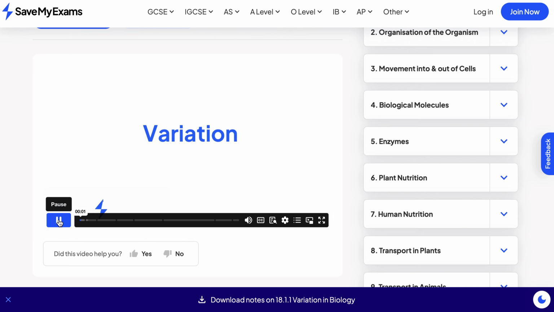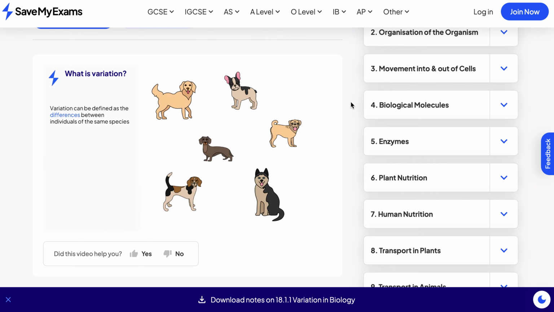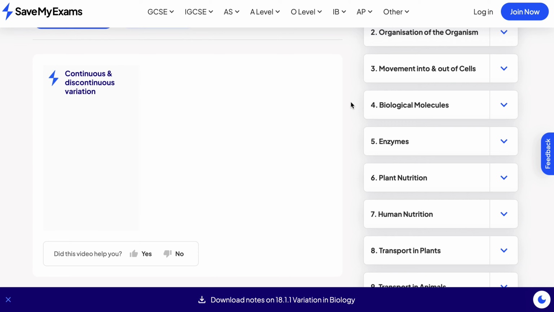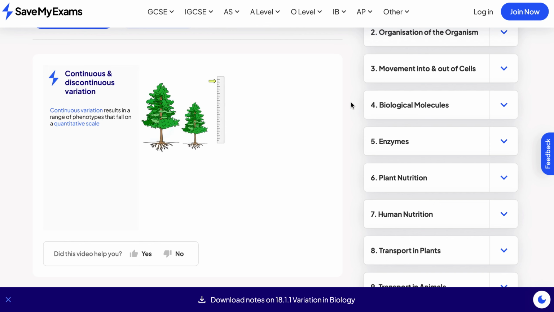This video is about variation in living organisms. Dogs can have long legs or short legs, floppy ears or upright ears, or short faces or long faces. Variation can be continuous or discontinuous. Continuous variation gives a range of phenotypes or observable traits that fall on a quantitative scale, for example height in trees or body mass in cattle.